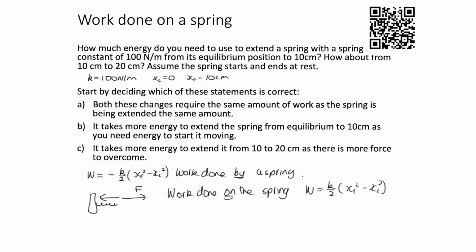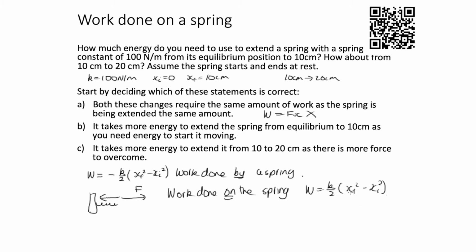Okay, so we're asked to start by deciding which of these statements is correct. So both these changes, from 0 to 10 centimeters, and then the second change from 10 centimeters to 20 centimeters, the amount is the same, as the spring is being extended by the same amount. So you might think this is correct because the work done is equal to Fx, and if we've got the same x, then shouldn't the work be the same? But that's not true, because the force which is applied is different for the different distances.